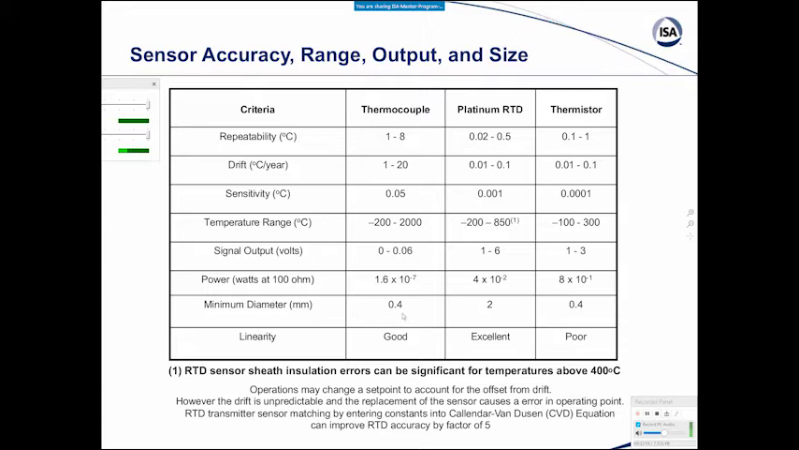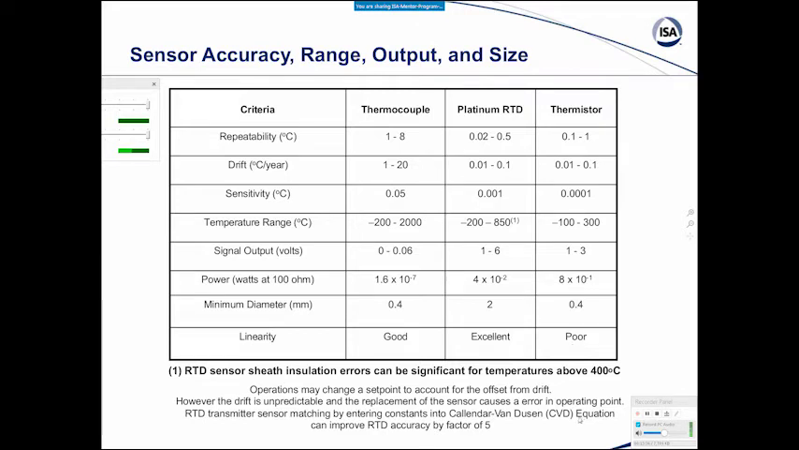Minimum diameter in terms of millimeters, this is not inches, but millimeters, you can get an extremely tiny thermocouple if that's what you need. But in the process industry, we don't tend to see that sort of a requirement. So the minimum diameter in millimeters of 2 is fine normally for an RTD. Linearity is good for a thermocouple, excellent for an RTD, and for the thermistor is very poor. But these days, with smart computing devices and input cards, they probably have a way of dealing with that.